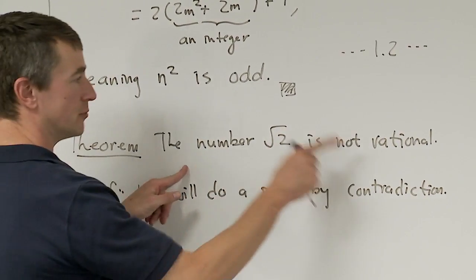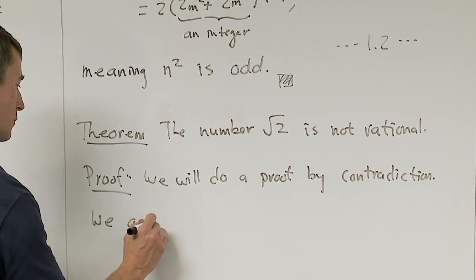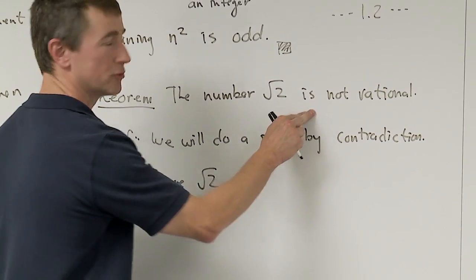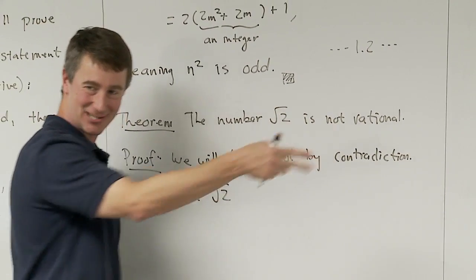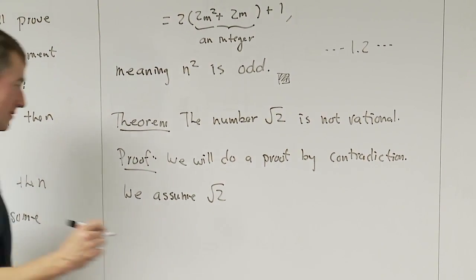So if we want to prove that root 2 is not rational, we're going to assume that root 2 is what? Right. We're going to assume that root 2 is not not rational. But a simple way of saying not not rational is rational.